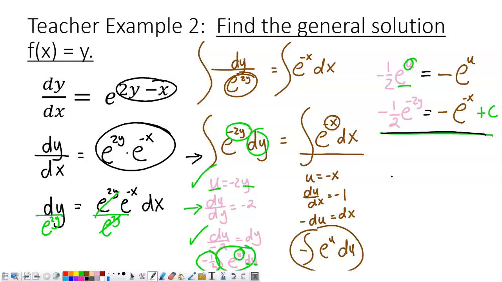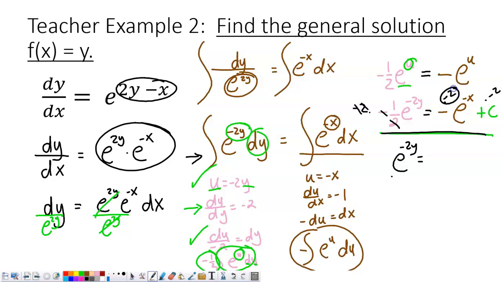Now our goal is to get the y by itself. So how the heck do we do that? Well, the first thing I want to do is get rid of this negative half. How would I get rid of that? Well, what I would recommend doing is multiplying both sides by a negative 2. If you multiply by a negative 2, the 2 cancels the 2 and the negative cancels the negative. So now I'm left with this. But whatever you do to one side, you have to do the other. So you also need to multiply negative 2 here and here.